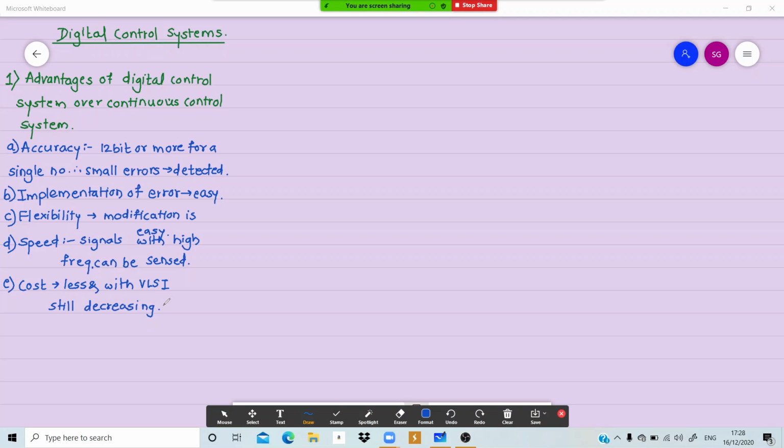Okay, so these are some of the advantages of digital control system, and that's why we should think about why we are using digital systems, right? These are some of the reasons.